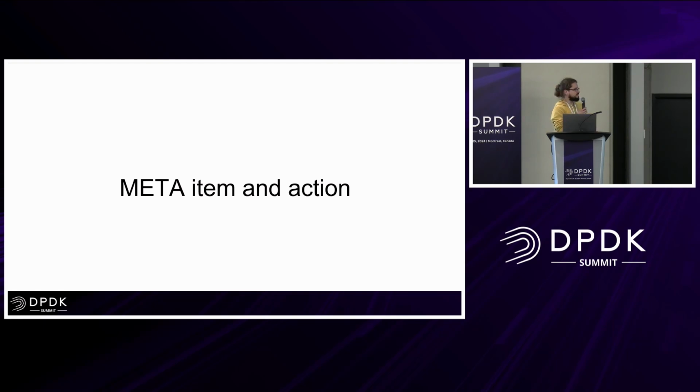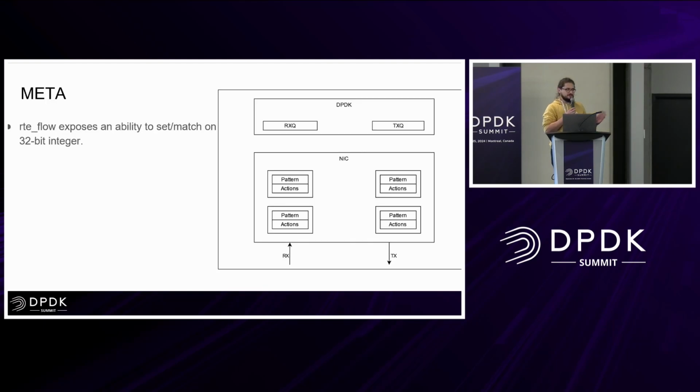Another useful feature in debugging applications using the Flow API is the meta item and action. Previously, I mentioned that in the partial hardware offload scenario, the NIC sends some metadata to the application about what happened to the packet. So in RTE Flow, let's say that the packet arrives on the RX. There is an ability to assign a 32-bit integer to the packet inside the NIC. So basically, whenever a packet traverses all these flow rules, we'll have some kind of metadata assigned to it.